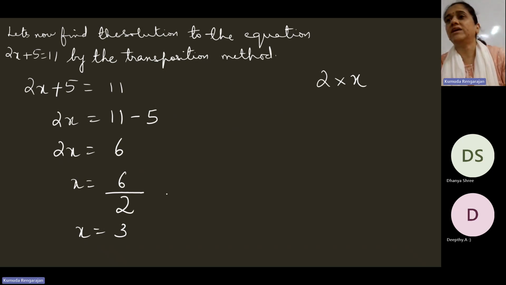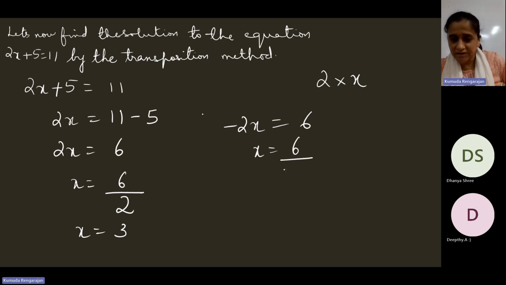So 2 will go to the other side as 2 only, but divided by 2. It will not become divided by minus 2. 2 is 2, it's in multiplication. The same 2 will go to the other side for division. If it was minus 2, then minus 2 will come to the other side for division. If it was minus 2x is equal to 6, then x is equal to 6 divided by minus 2.